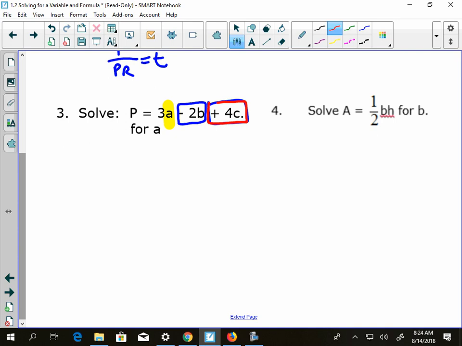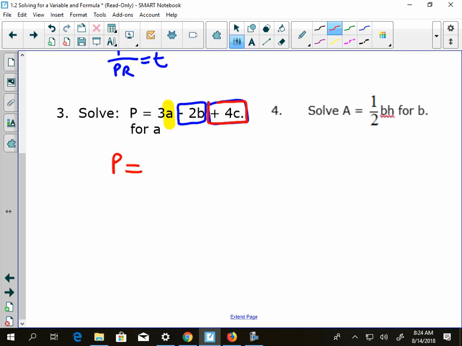Whenever you see a plus or minus sign, you've got to get rid of the stuff on the right of the plus or minus. So what's on the right of that minus? 2b. That's a negative 2b, right? How do I get rid of negative 2b? I add 2b to both sides.